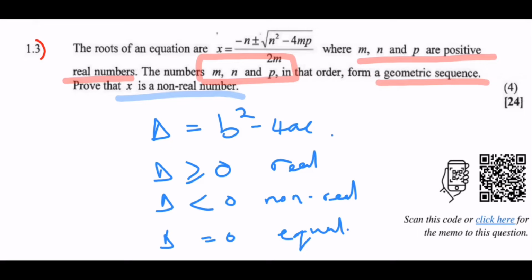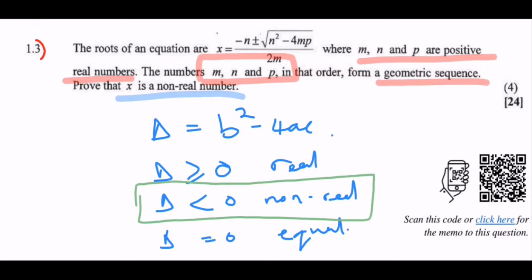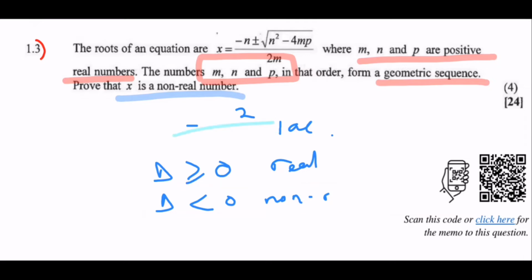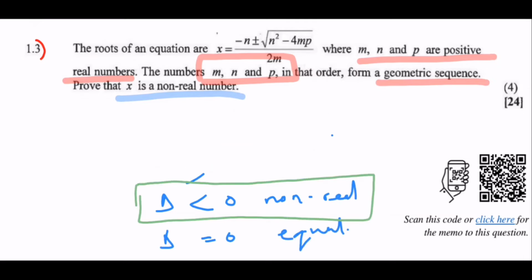So here we are going to pay close attention to this middle one, where delta, the discriminant, is less than 0. Because we want to prove that for all the values of m, n, and p, there will be no real solutions for this. So let's just keep in mind what they are telling us, and then let's see if we can prove this.